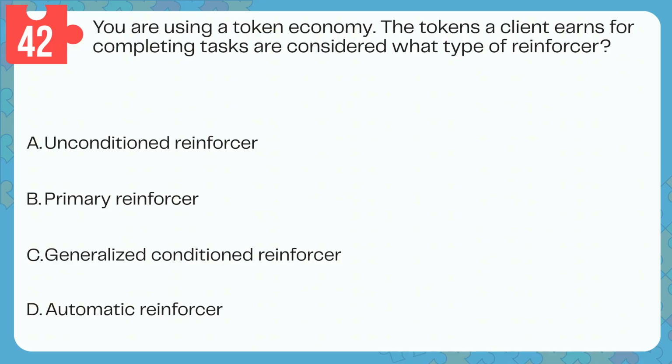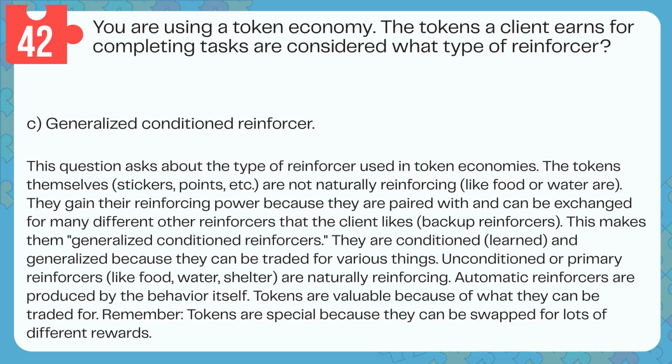A. Unconditioned reinforcer. B. Primary reinforcer. C. Generalized conditioned reinforcer. D. Automatic reinforcer. Answer. C. Generalized conditioned reinforcer. This question asks about the type of reinforcer used in token economies. The tokens themselves, stickers, points, etc., are not naturally reinforcing, like food or water are.